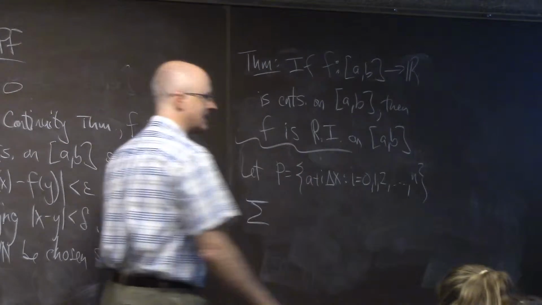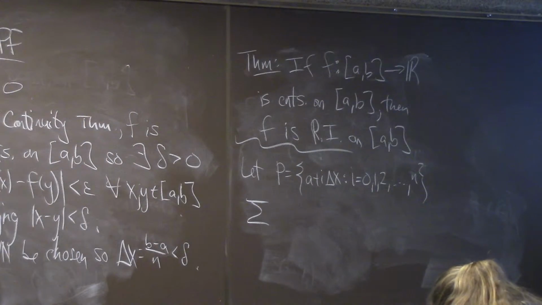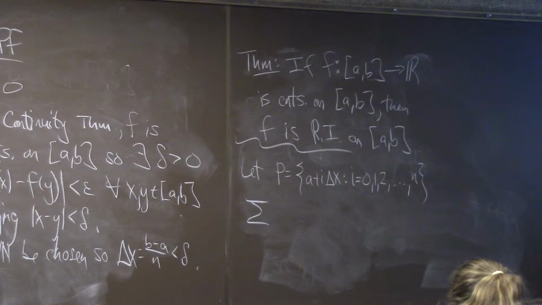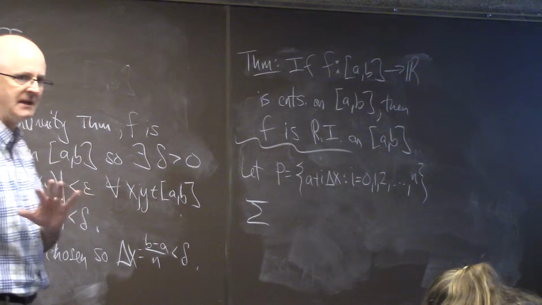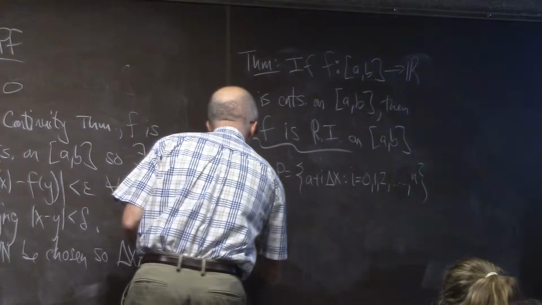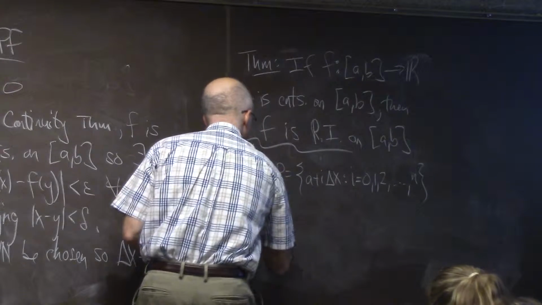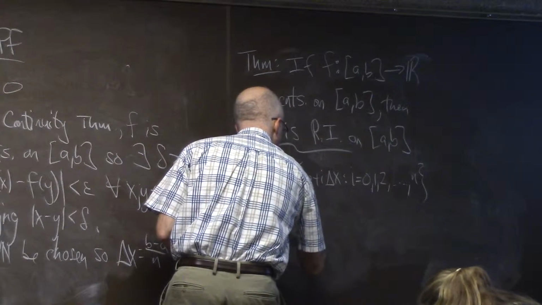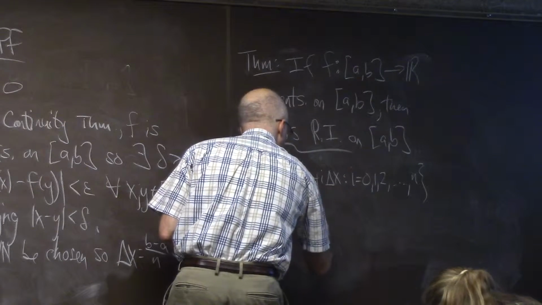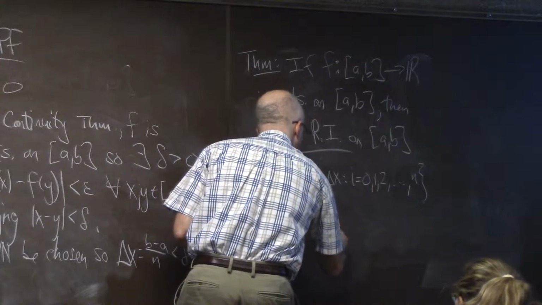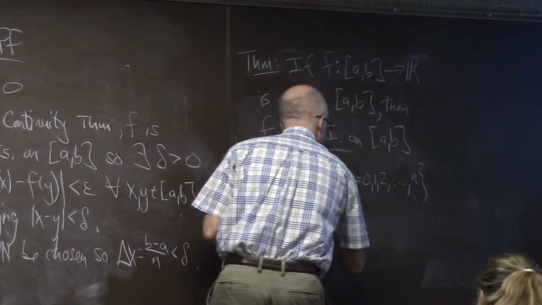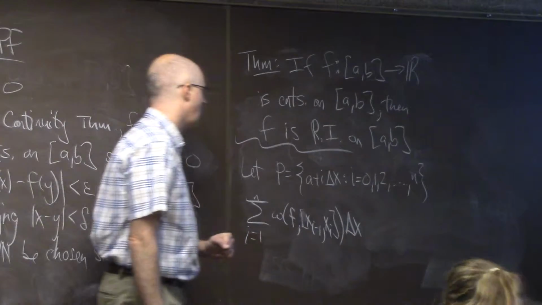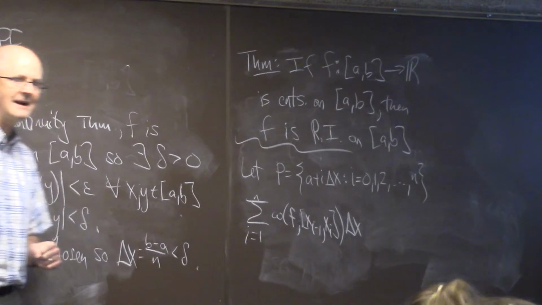Here's the part where it's a sketch of the proof. So far, it's an actual proof. What I'm about to write is not completely rigorous. What can you say about this sum? That is the sum of the products of the oscillation values over each subinterval with delta x.